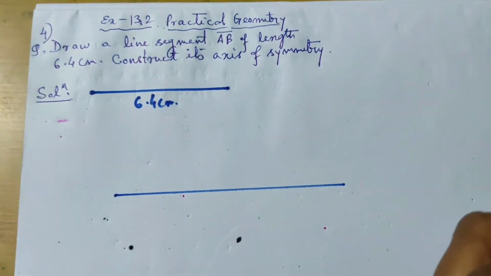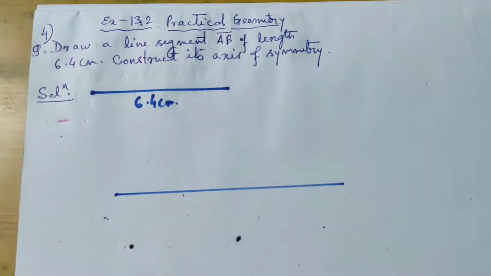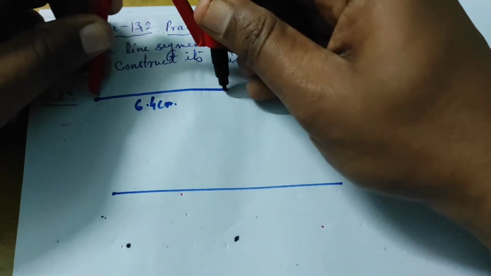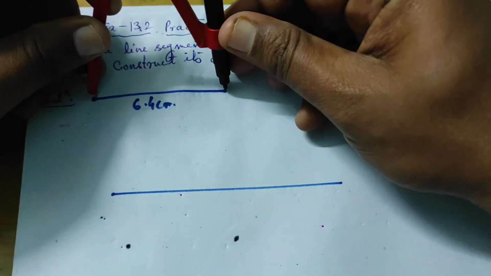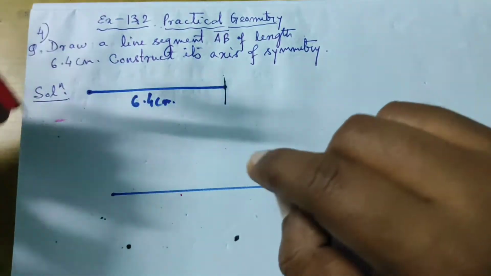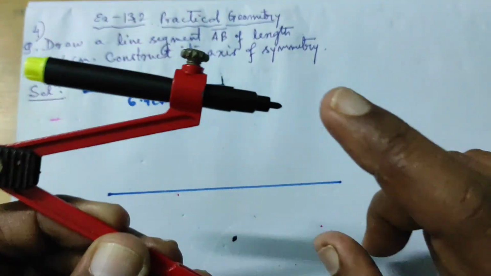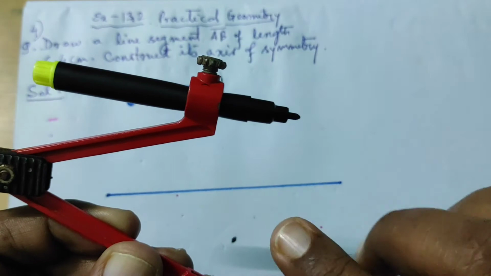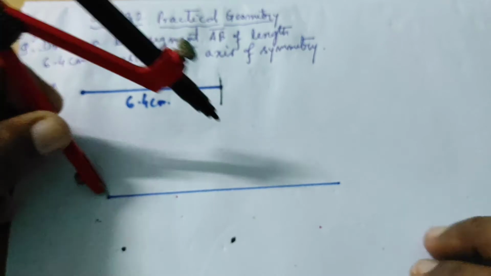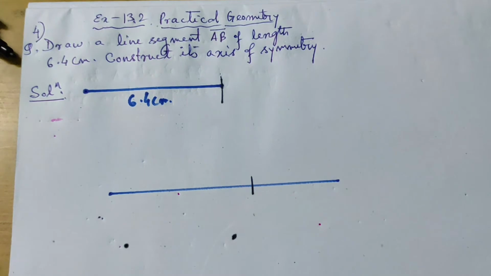And now we will copy this 6.4 cm. For copying this line segment, I have already shown in the previous video how to copy a line segment. So here we will take the radius in the compass, taking this measurement from the 6.4 cm, and once you have taken this radius, please don't disturb this gap. Using this gap, we will put the needle at this point and then we will cut it over here. Okay, so this is our 6.4 cm.